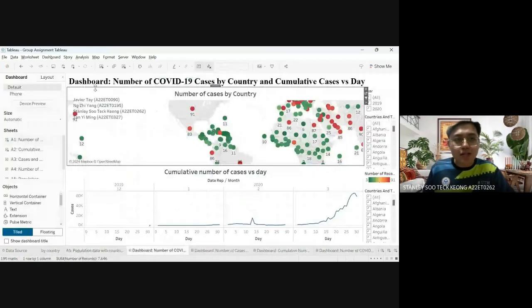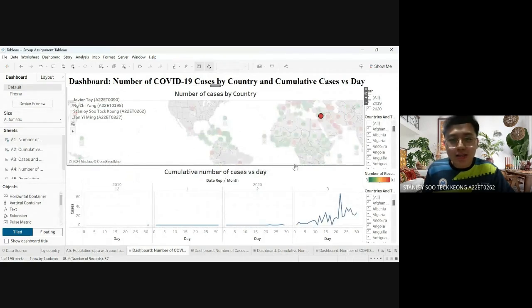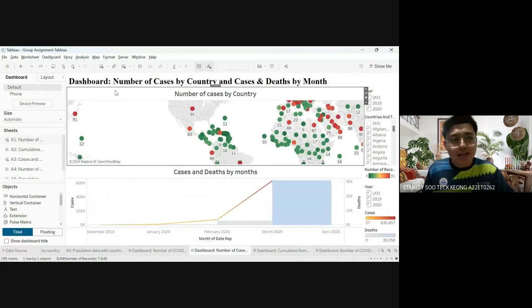Okay, the first dashboard is the number of COVID-19 cases by country and cumulative cases versus day. We could click on any circle to see the data given in this dashboard. Next, the second dashboard is number of cases by country and cases and deaths by months. The line indicates the cases and the bar chart indicates the deaths by months.